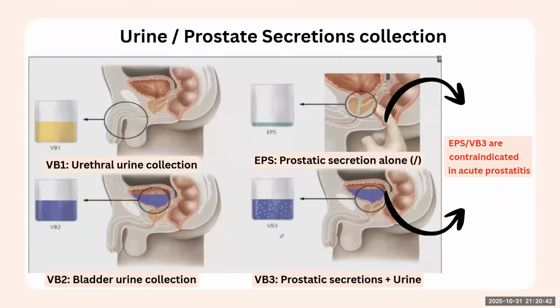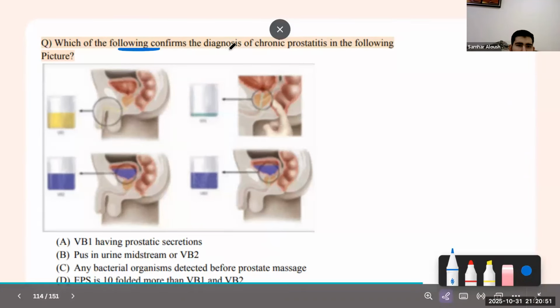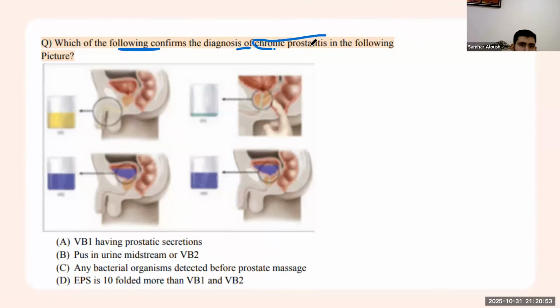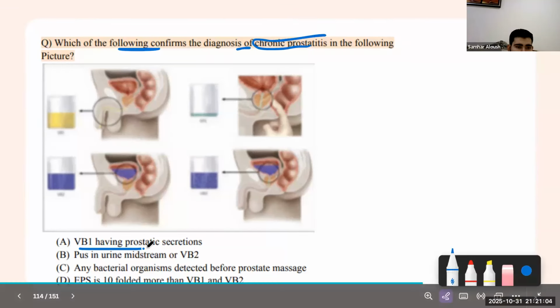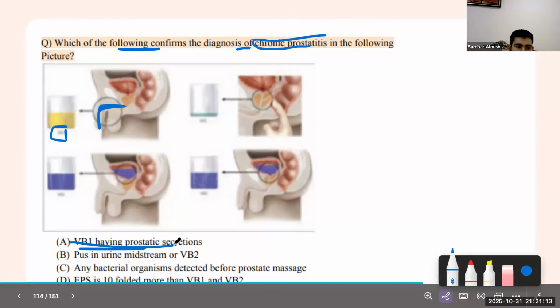Yes. Okay, now, as I said, EBS and VB3 are contraindicated in acute prostatitis. Now questions, very random questions, honestly. Which of the following confirms the diagnosis of chronic prostatitis? Meaning someone has chronic prostatitis, inflammation of the prostate, but not acute, not the painful one. Done, chronic, it's not painful anymore, it's just inflamed. VB1 has prostatic secretion? This is impossible. VB1 is penile secretions, it's impossible to be A.